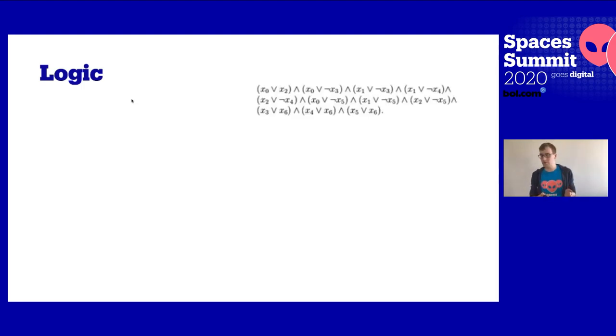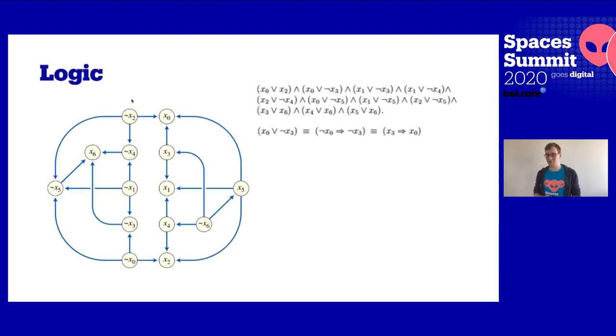So if you have this weird formula and you want to see if it's true or not, can you actually prove that there is some assignment in these variables that makes this true? You transform each set of variables into an implication, and an implication has an arrow, which is nice, because then you just turn it into a graph.